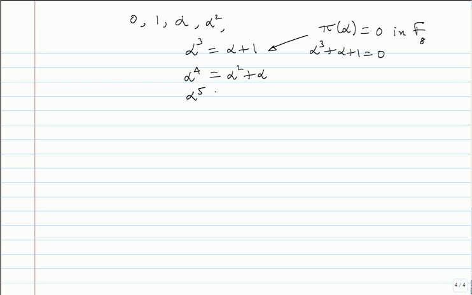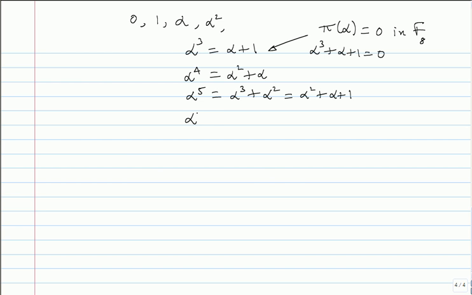So let's try alpha power 5. What would you get? You get alpha power 3 plus alpha squared. Then what would you do for alpha power 3? I know it's already 1 plus alpha, I've already done the computation. So I get alpha squared plus alpha plus 1.